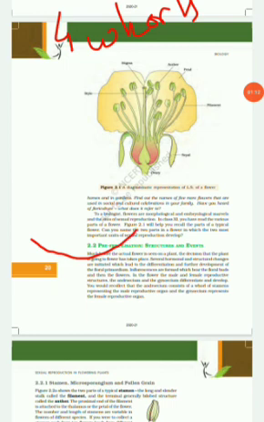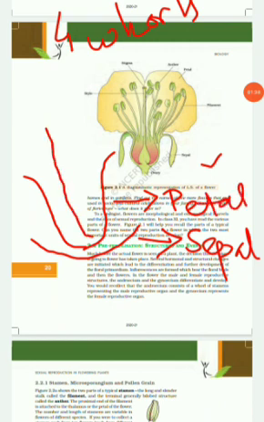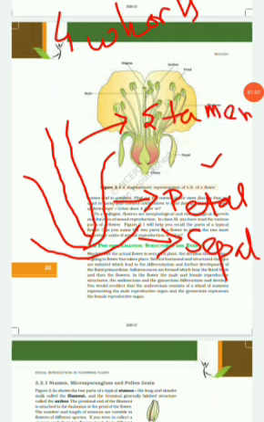The outermost whorl is the sepal. Then inside that there is a whorl which is the petal, or corolla. Then we have the next whorl which is the stamen, or I can say the androecium layer, the male part of the flower. So this is the third whorl, the stamen. Now the innermost whorl is the pistil, the carpel.